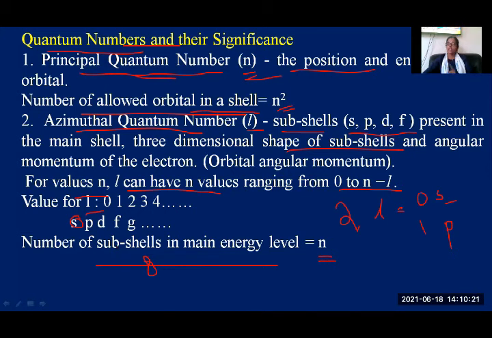So in the first shell, there is only one subshell possible, 1s. At the second level, there are 2 subshells possible, that is 0 and 1. When we come to the third shell, the third main energy level or third orbit, we can have 3 subshells. So what are they? S, P and D. Clear? How many subshells there can be is given by this formula: the number of subshells in main energy level will be equal to N. This is also very important, the significance of this quantum number is that many problems are based on it.